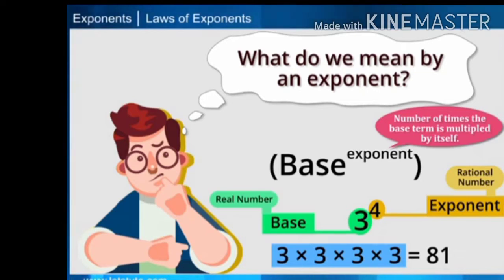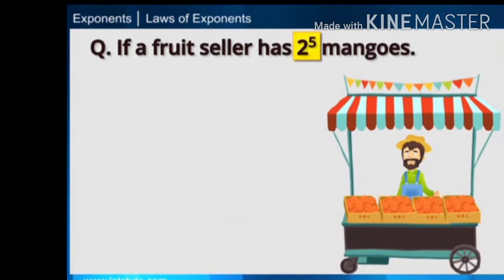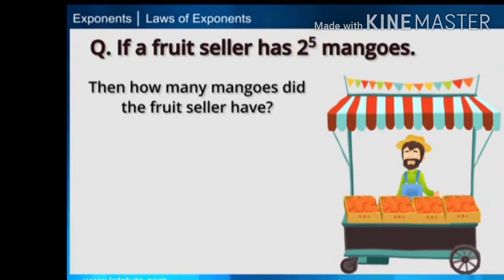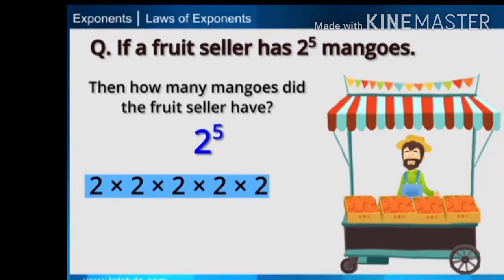Let's take another example and try it yourself. If a fruit seller has mangoes, then how many mangoes did the fruit seller have? 2 raised to the power 5 means we have to multiply 2 for 5 times, which is equal to 32.